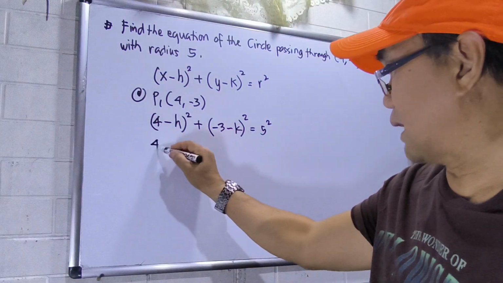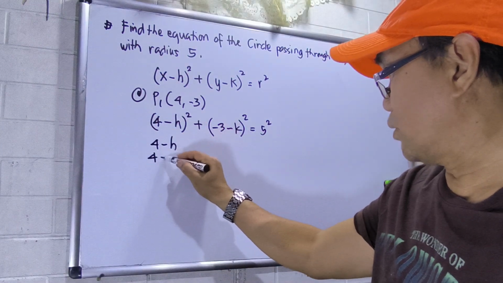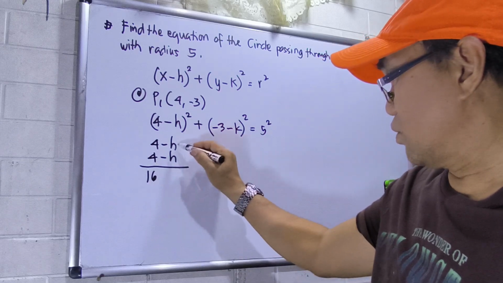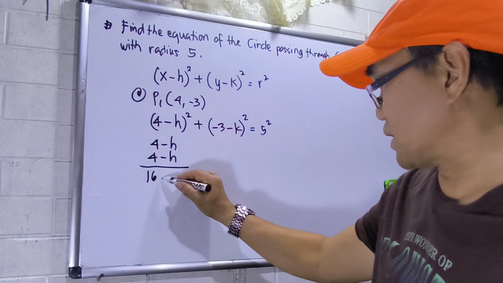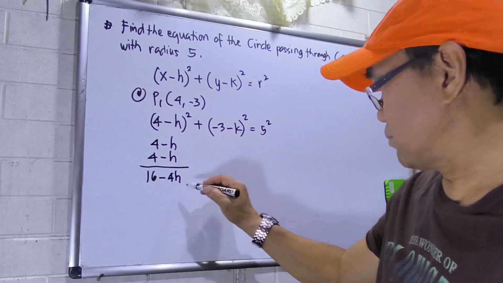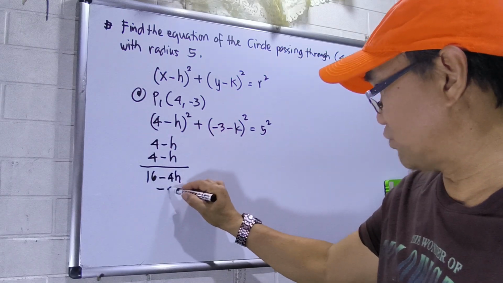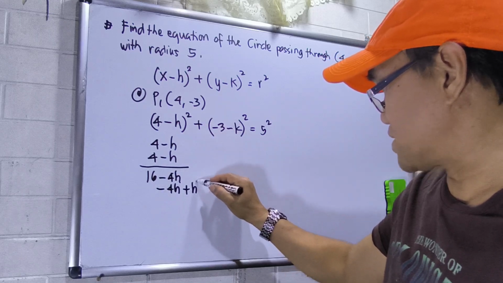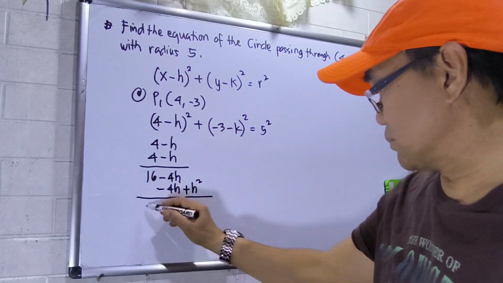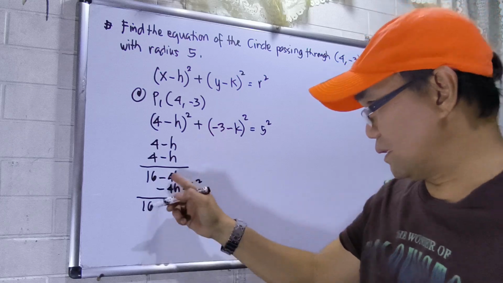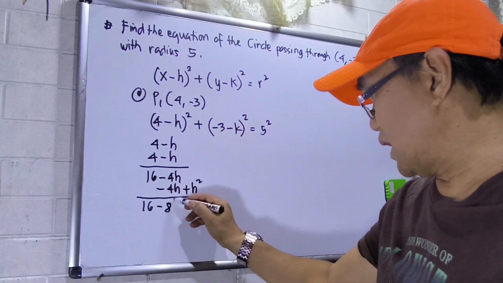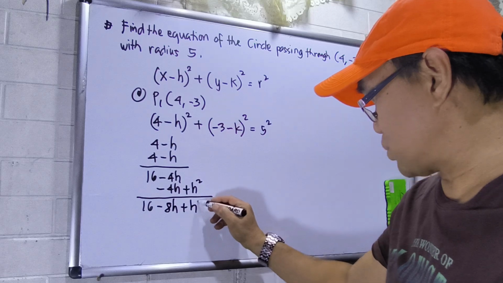So (4 minus h)(4 minus h): 4 times 4, that will be 16. 4 times negative h, that will be negative 4h. Then this will be negative 4h. Then h times h, that will be positive h squared. So, bring down 16. Then, sum up this one because they have the same sign. So, this will be negative 8h plus h squared.